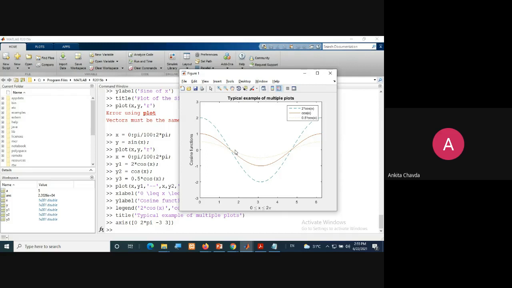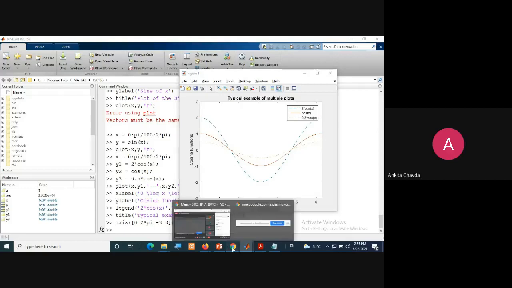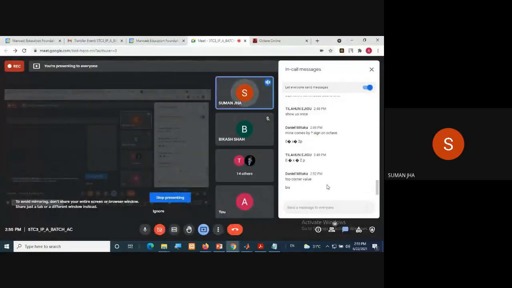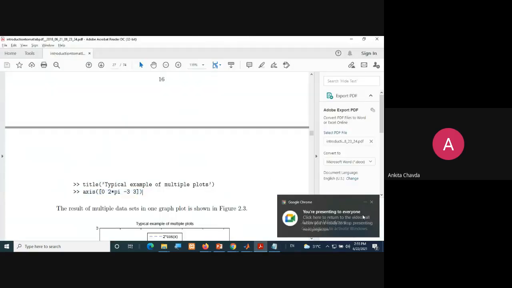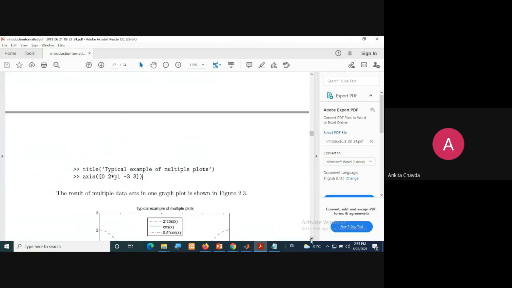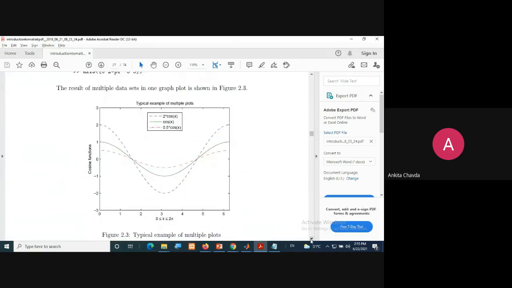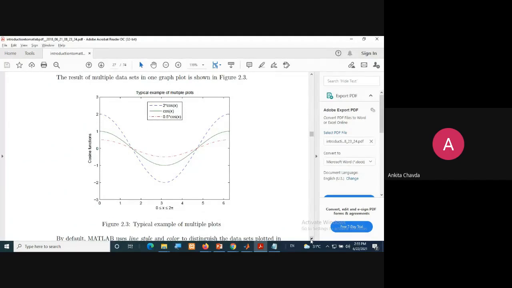Ma'am, it will set for both axes, x and y, right? Yes, yes. It will work for both. So you are giving the starting range for x, ending for x, starting for y, and the ending for y. Fine. So this is the result, what exactly we are getting.